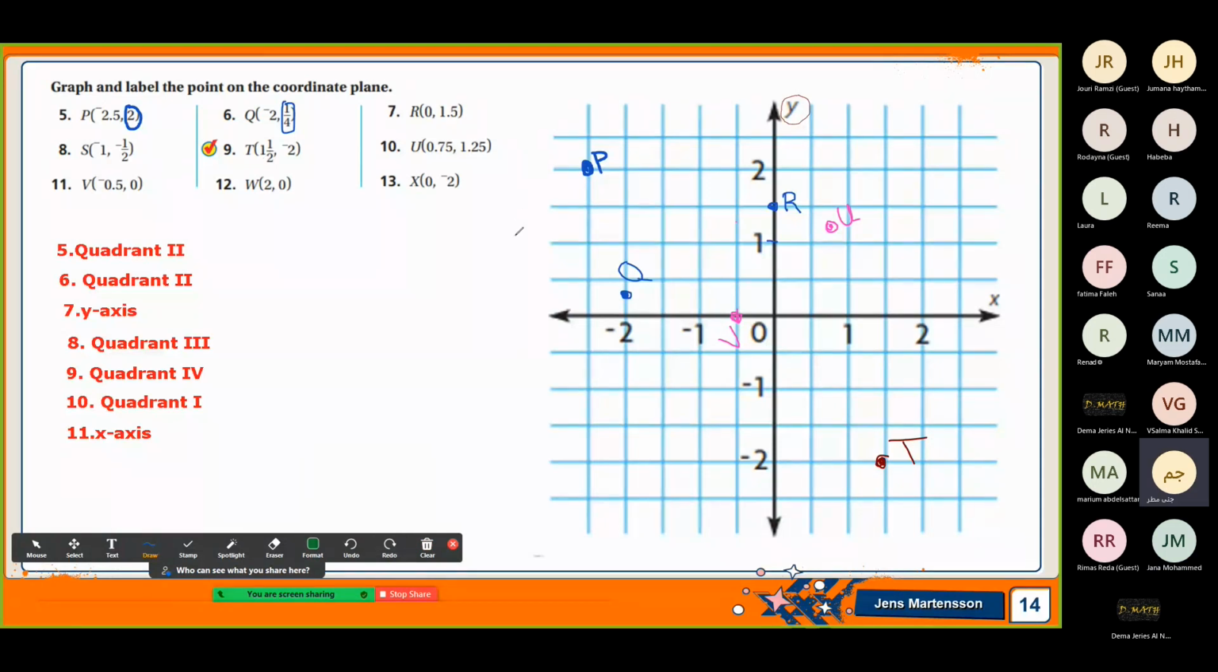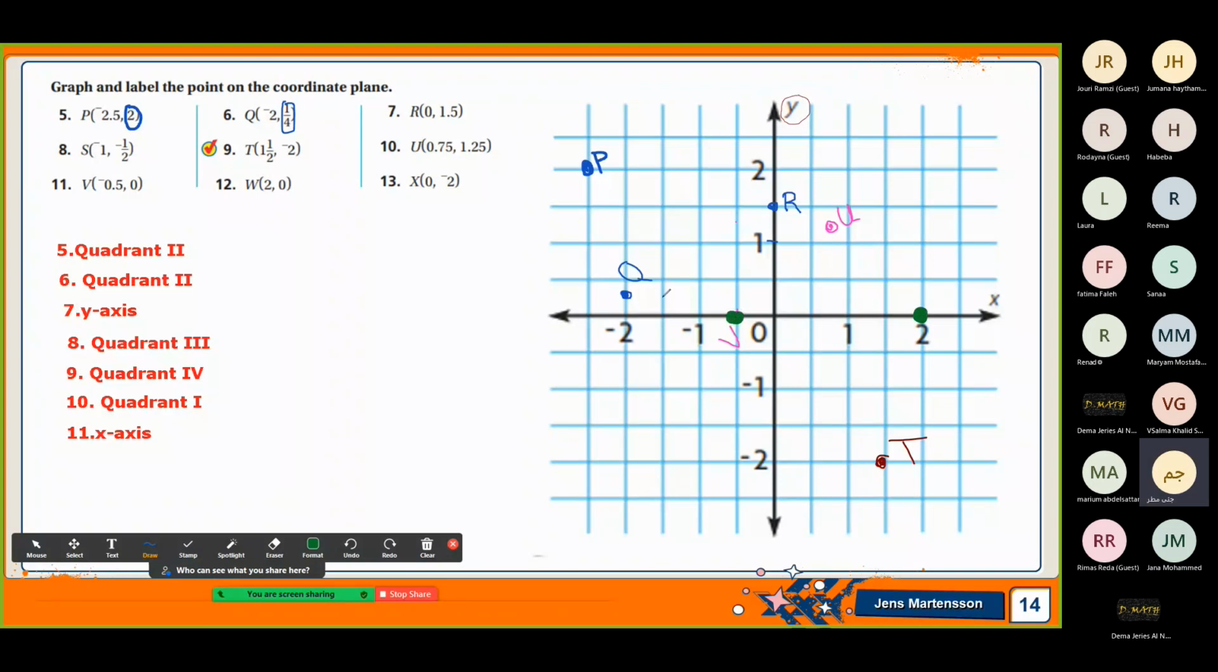What do I mean by 2, 0? Where is 2? Is the 2 to the right or to the left? To the right. Bravo. So here is 2. Now then 0, what does it mean?